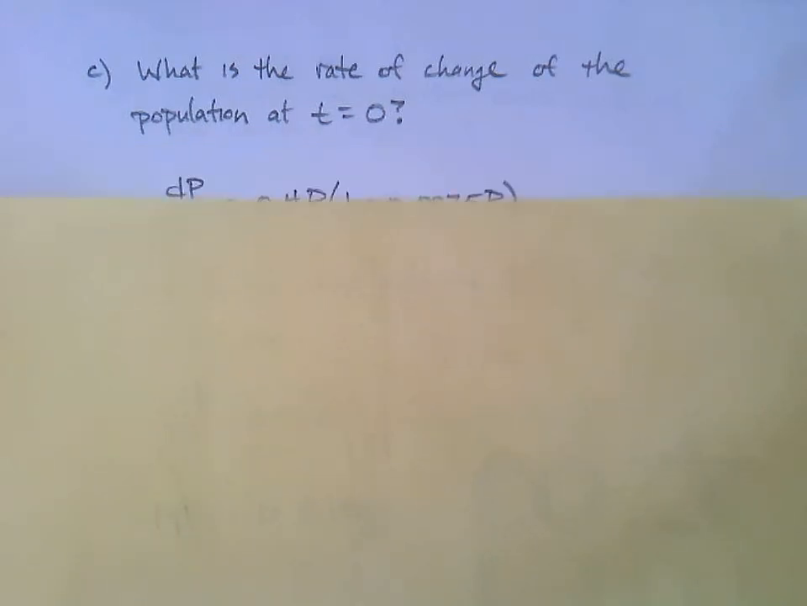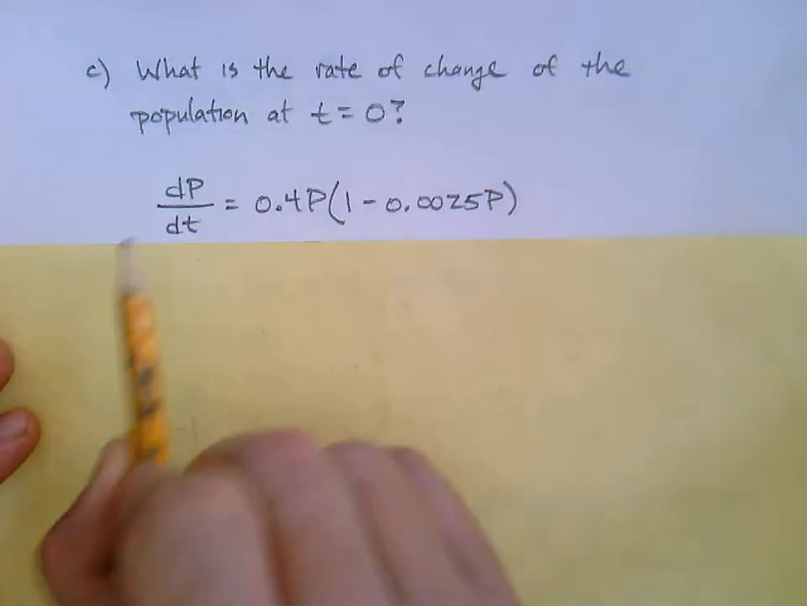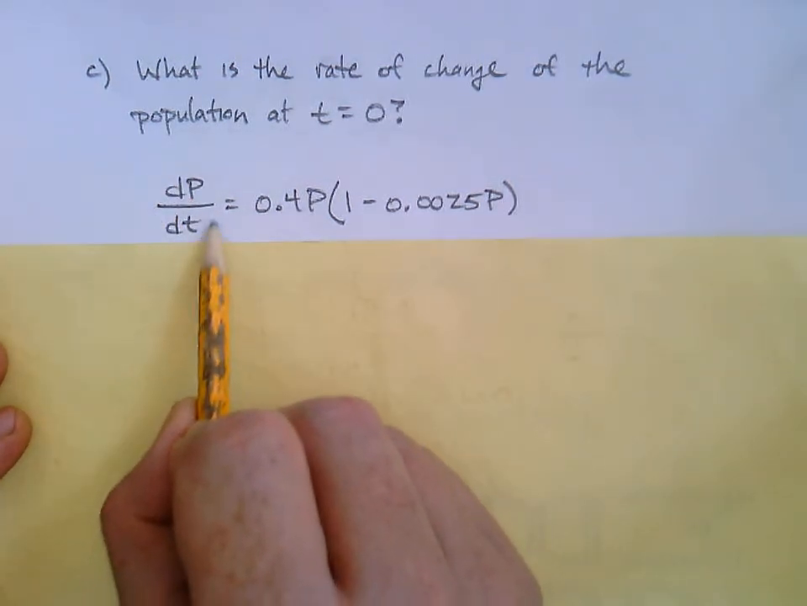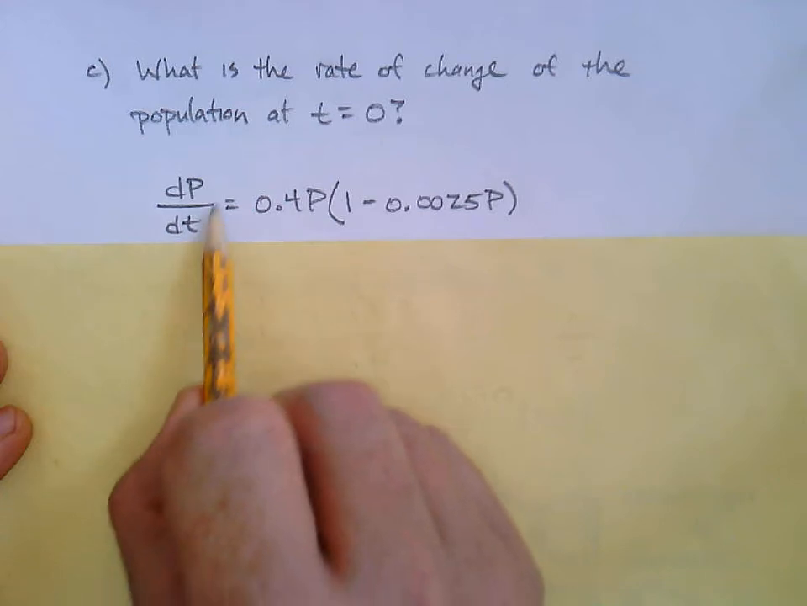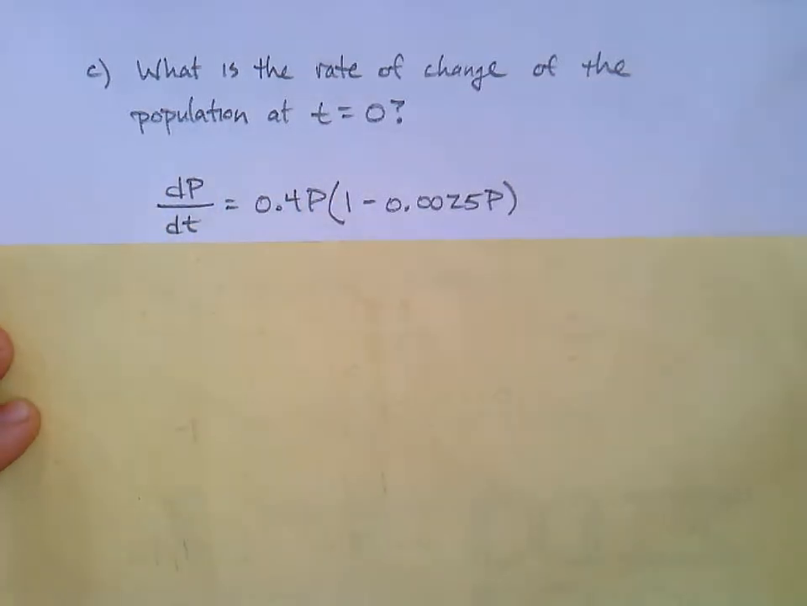Okay, so what we'll have to do is go back to the differential equation. Why is the differential equation needed here? Because we're not talking about the size of the population. We're talking about the rate of change of the population, and that is described by dp over dt. What is the value of dp over dt when time equals 0?